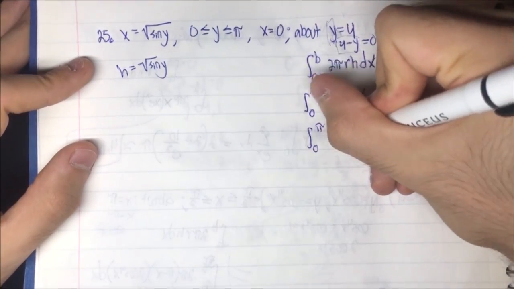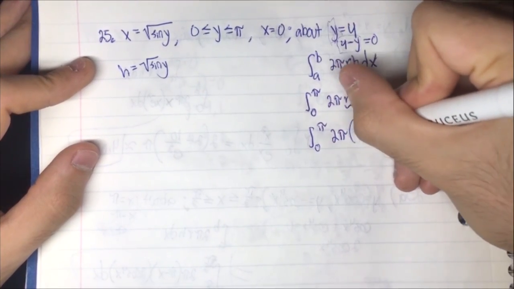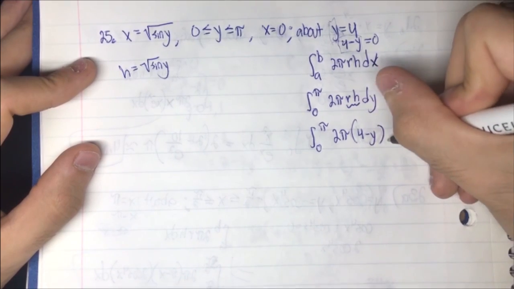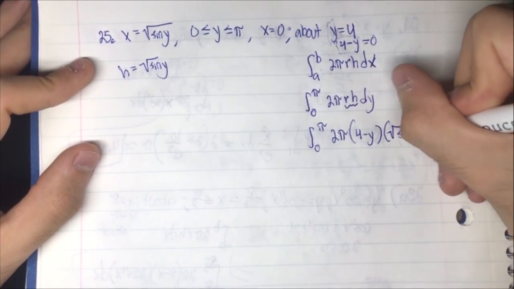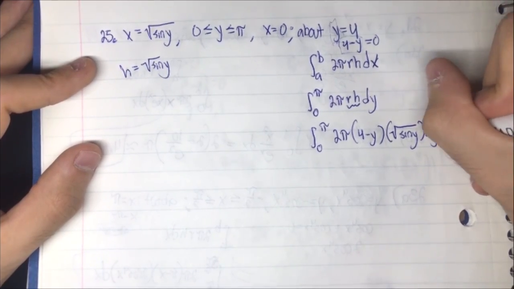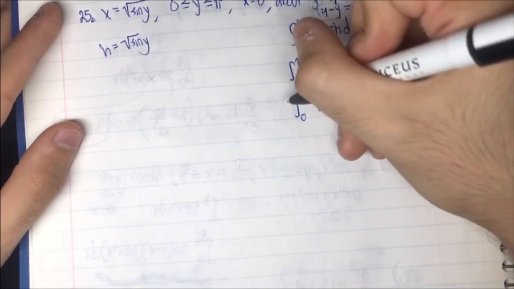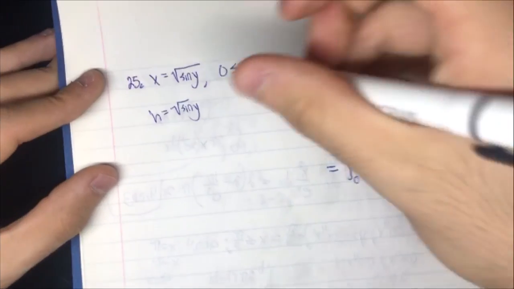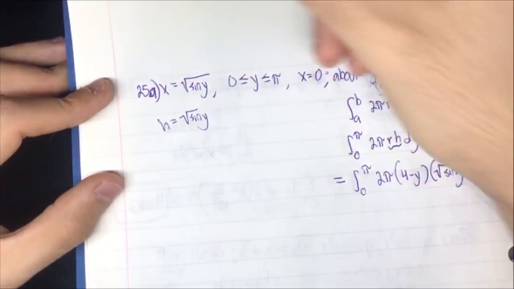So let's plug it in. So we get 2 pi, radius 4 minus y, and then the height, radical sine of y, dy. So this is the answer for number 25, 25A.